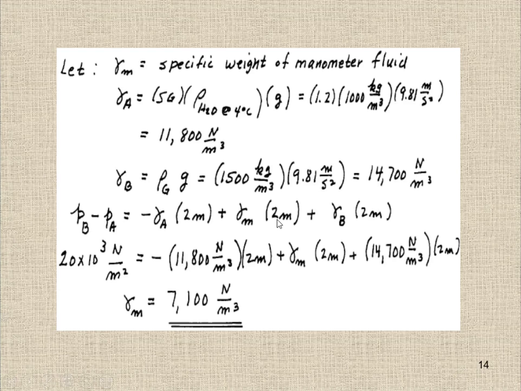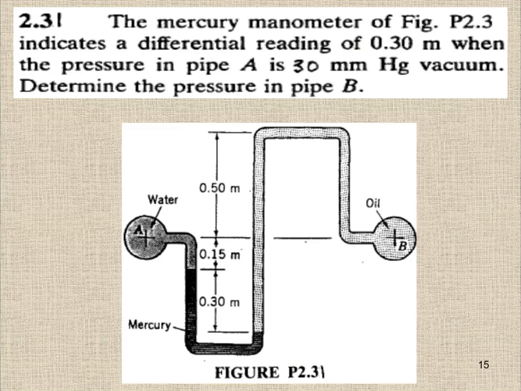Okay, so this is how we make the equation, and then you insert all the values, and finally we end up with gamma m equals 7100 Newton per meter cube, which is the unit of the specific weight of the fluid. Now there is another manometric problem, because this is a big topic, so we are solving many problems so that you can understand how we make the equation for the manometer.